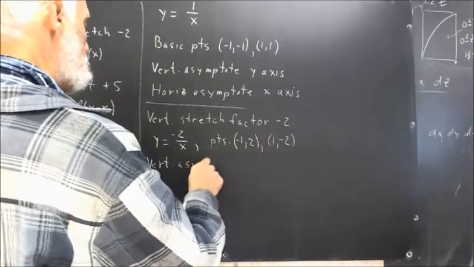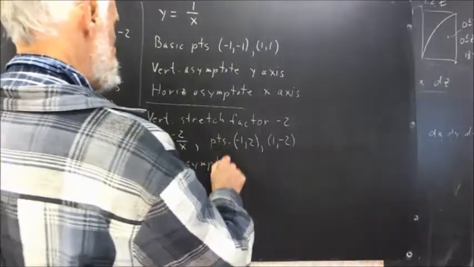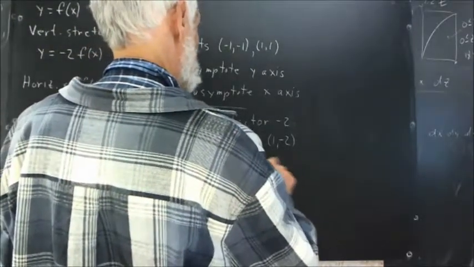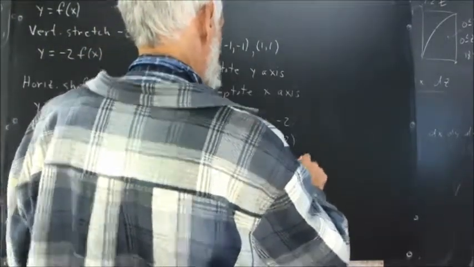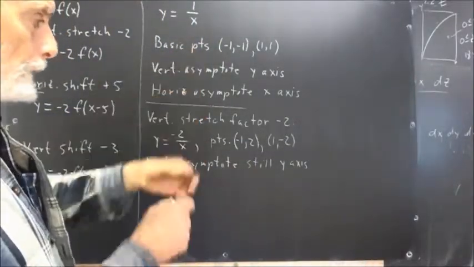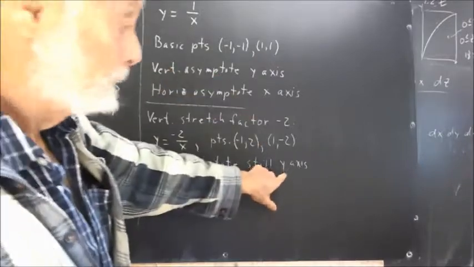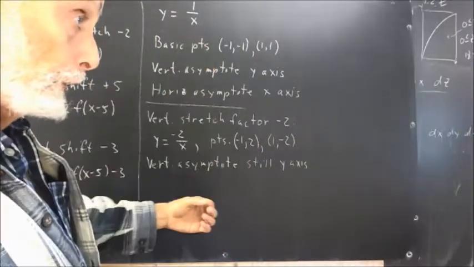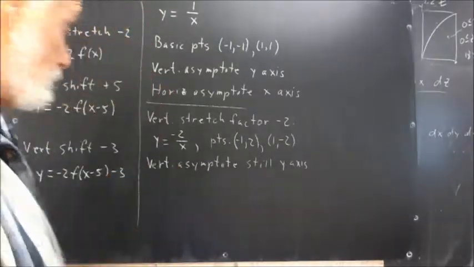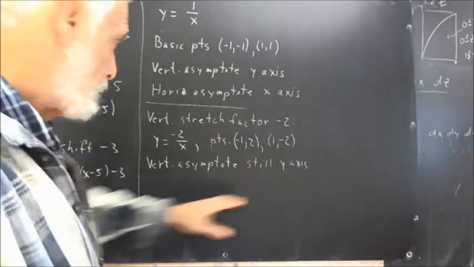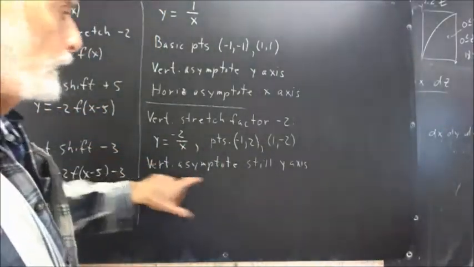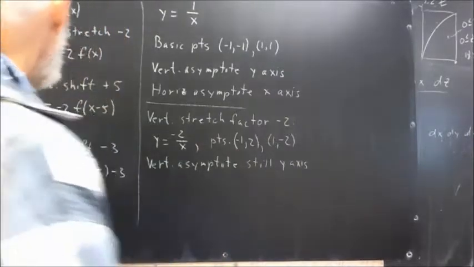Vertical asymptote is still the y-axis, because moving a point on the y-axis further from the x-axis doesn't take it off the y-axis, it just moves it to a different point of the y-axis. So every point of the y-axis will still go to a point of the y-axis. And we could say more about that, but the y-axis is going to remain just where it is. The vertical asymptote is going to remain just where it is.